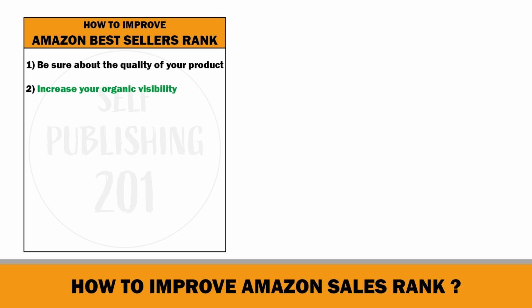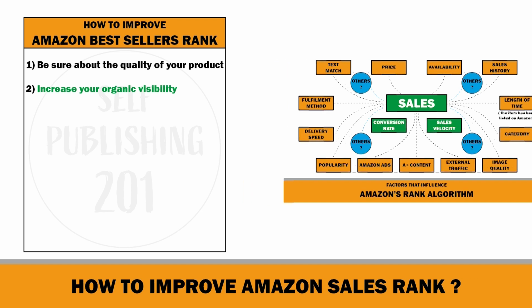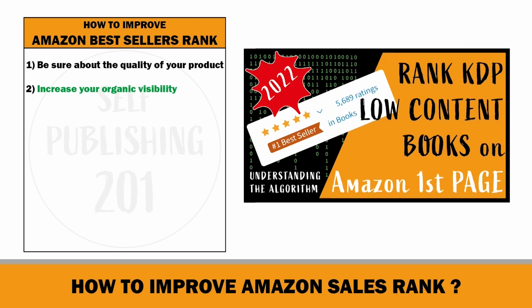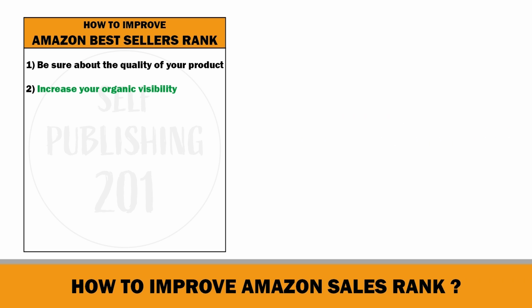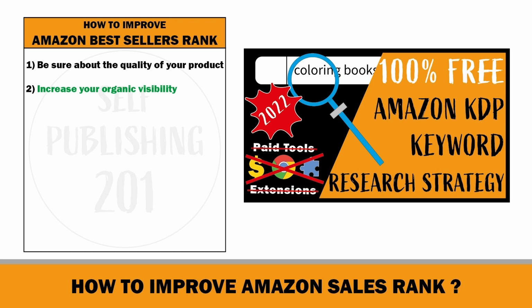Increase your organic visibility. First of all, try to increase your organic visibility. Many different factors influence your organic rankings. I made a very detailed video about it previously. If you haven't watched it yet, I strongly recommend you to watch it to see the whole picture. Starting with keyword research and optimizing your listings is a good way to increase your organic visibility. I have another video only dedicated to this subject.